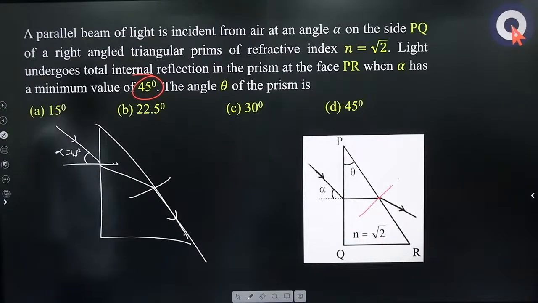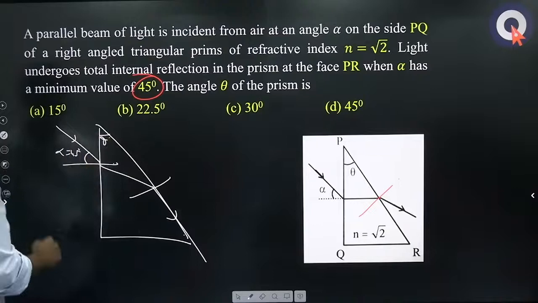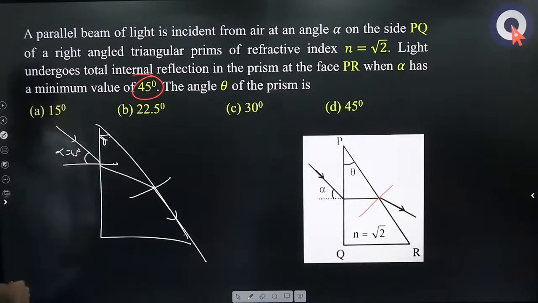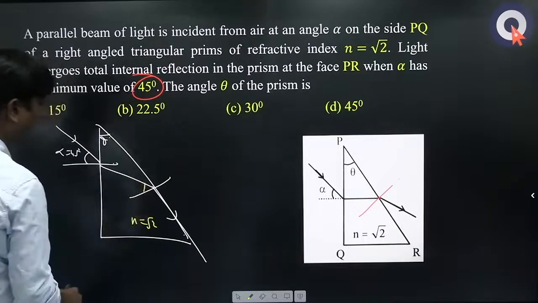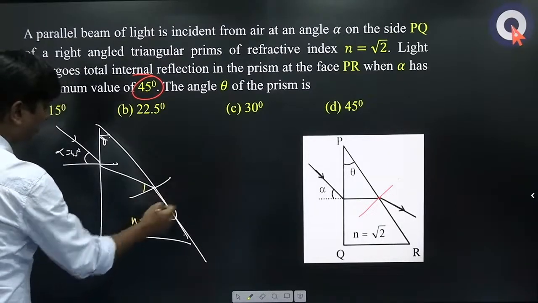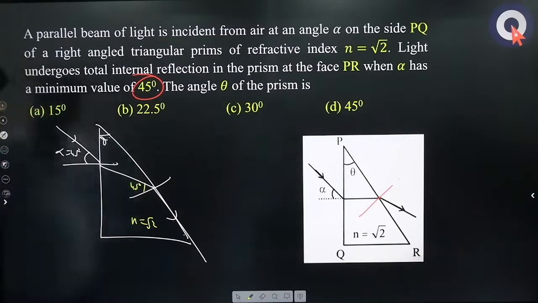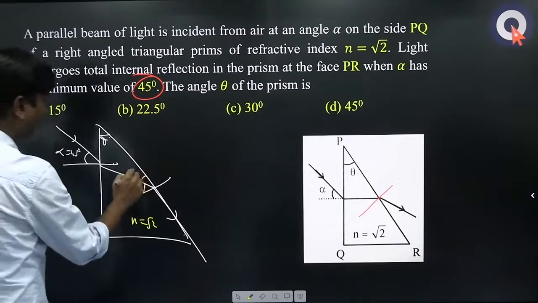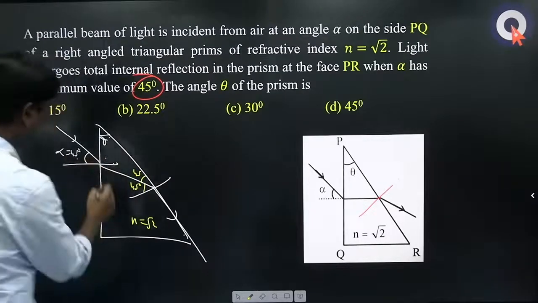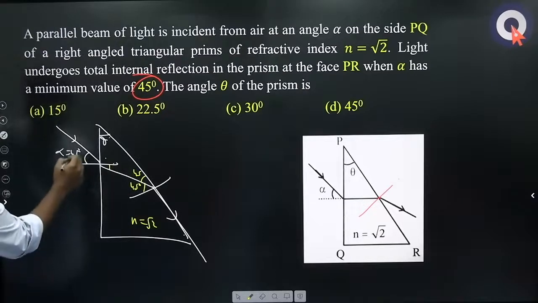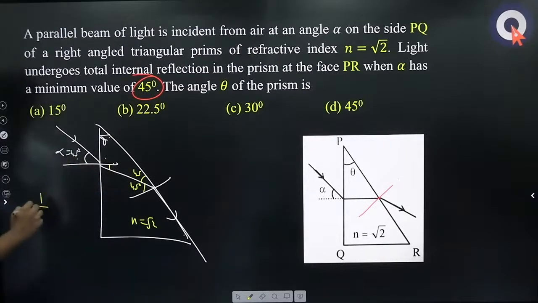Right. Okay. So angle theta. How do you approach? They are asking theta, with n equal to root 2. So this becomes a critical angle. The critical angle will definitely be sine inverse of 1 by root 2, so 45 degrees, right. So this is 45, this is also 45, and this is 90. Now try to check this angle there. By applying Snell's law here, 1 into sine 45 is equal to root 2 into sine r.